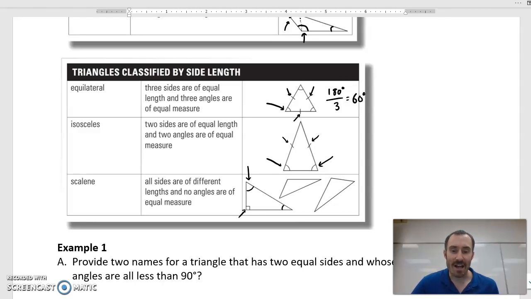And then if I look at the side lengths, this side and this side are not the same. The bottom side is longer, and the hypotenuse is going to be the longest of all, right? So nothing is the same there. None of the side lengths are equal to each other. None of the angles are equal to each other. And so we would call that a scalene triangle. So we can classify triangles by angle, acute, obtuse, or right, and we can classify them by side length, equilateral, isosceles, or scalene.